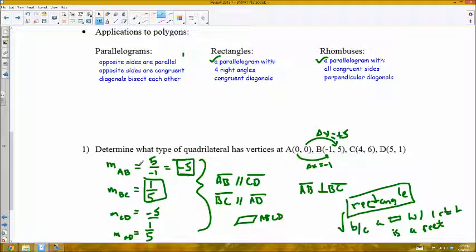I could have used the diagonals, showed that the diagonals share the same midpoint. That would show it's a parallelogram, and then show the diagonals are congruent to show it's a rectangle. If it turned out the diagonals were perpendicular, it would have been a rhombus, but this is basically the process I would go through to determine what kind of shape I have.